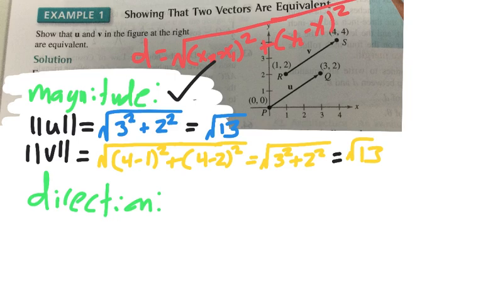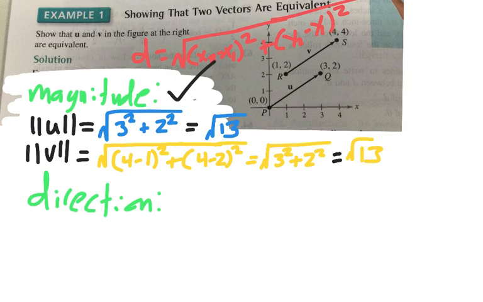Okay, so the way we check direction, if it's already graphed for us, it's pretty easy. We can just look at the slope of the lines. If the slopes are the same, that means they're in the same direction. They're parallel. So let's find the slopes here.